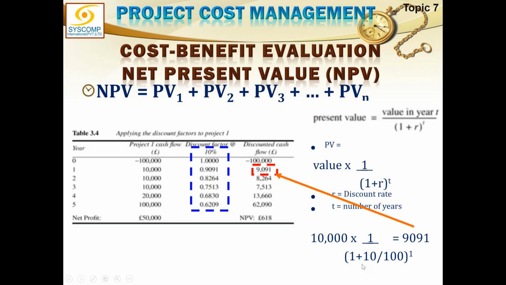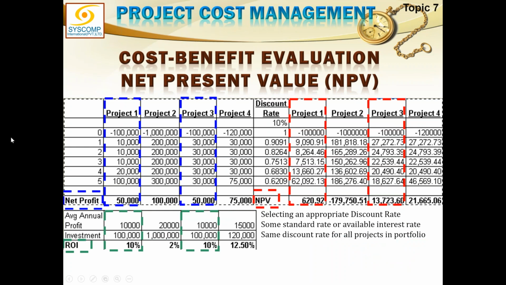This is a summary of all the projects. Look at this side, the discount rate side. This calculation on the left-hand side is the same as for the net profit, but the place where it is written discount rate at 10%, I have calculated the NPV for project 1, 2, 3, 4. Just look at project 1, 600 something. Project 2, the NPV is how much? Project 2's NPV is minus 1,79,750 rupees. Such a low value. This makes project 2 completely infeasible.